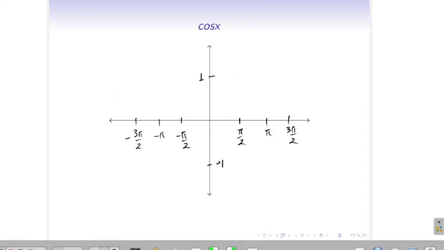Now let's talk about the graph of cos x. The graph of cos x is something like this. At 0 the answer is 1, and at pi by 2 the answer is 0, cos pi is minus 1, cos 3 pi by 2 is again 0, and it goes like this. On the left side, cos minus pi by 2 is 0, cos minus pi is minus 1, and cos minus 3 pi by 2 is 0, and then it goes upside. This is the graph of cos x.